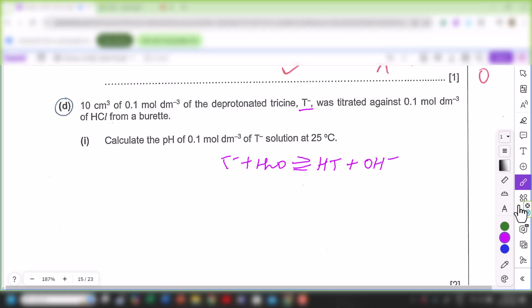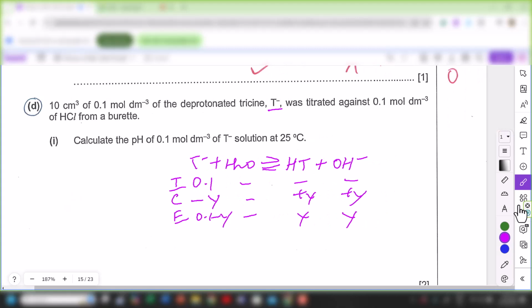Yeah. So again, same thing. We probably just need an I stable, right? So it's 0.1. So dash dash dash. Then minus Y plus Y plus Y. So 0.1 minus Y. So this is Y, right? Correct. Yeah.